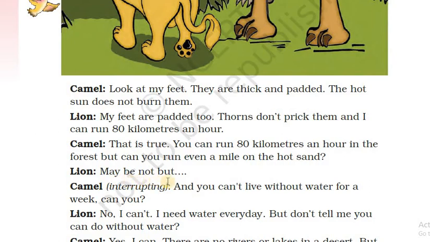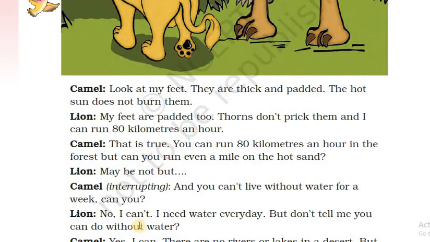he is just trying to finish the sentence, but in between, camel is interrupting. Interrupting, that means बात को बीच में से रोकना. But अपना sentence start करना. So here camel is interrupting to the lion. And you can't live without water for a week. Can you? Camel पूछ रहा है कि आप पानी के बिना एक वीक भी नहीं रह सकते, right?